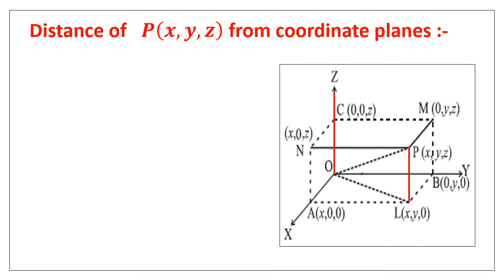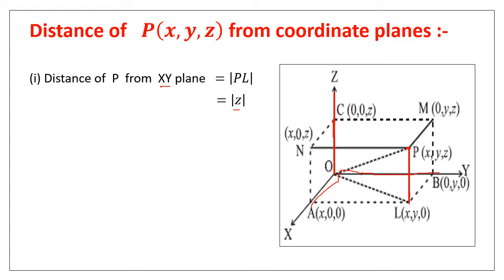Distance of P(x, y, z) from coordinate planes. See student, the distance of P from the xy plane is nothing but mod z. Look at the diagram. What is the xy plane? This one is the xy plane. Now the point is located here, so the distance is mod of PL, which is upwards and parallel to the z-axis. So the distance of P from the xy plane is nothing but mod z.